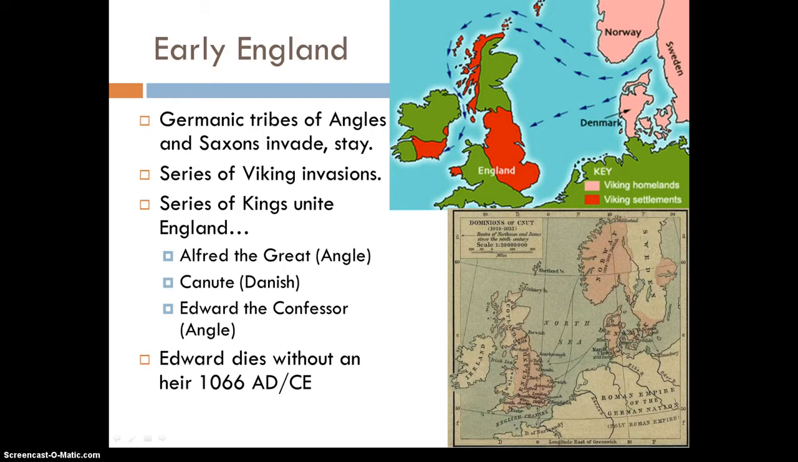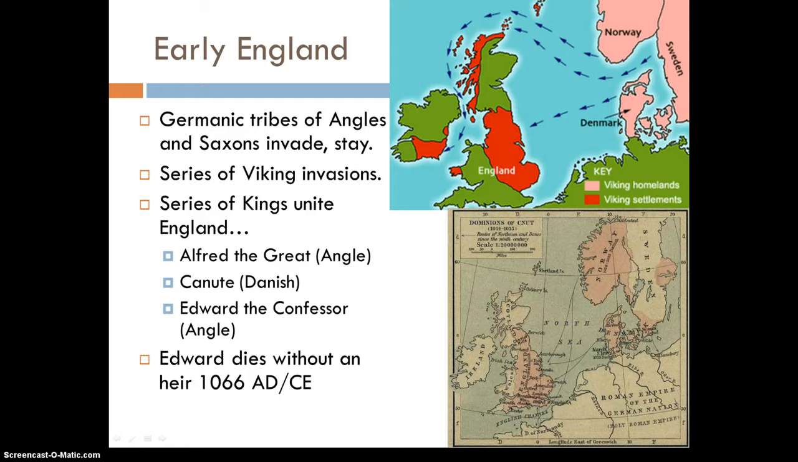Chapter 14.3 is all about the English unification of the land under one king and the French unification of their land under one king as well. It starts off talking about England.